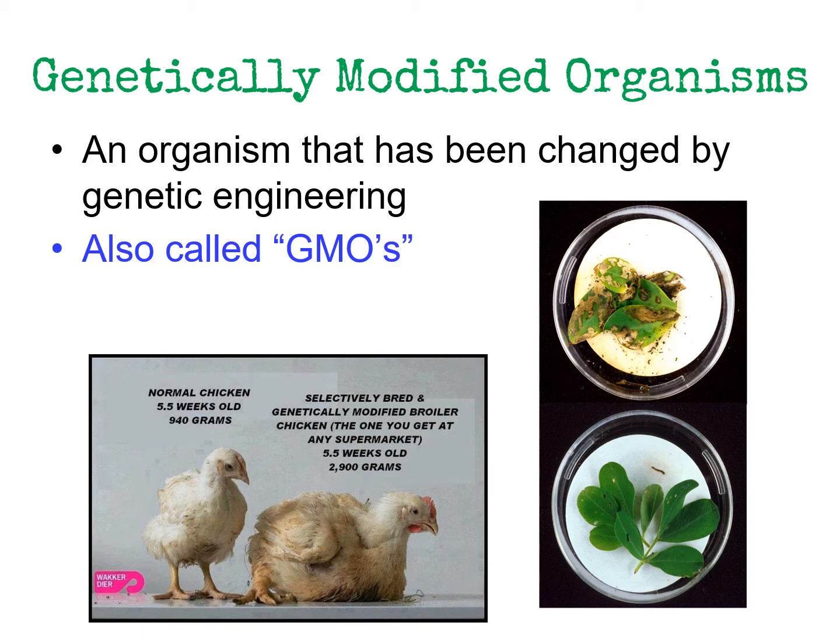As you see in the picture below, we have a normal chicken that is 5.5 weeks old and 940 grams. Selectively bred and genetically modified broiler chickens, ones that you can get at a supermarket, that are 5.5 weeks old can weigh 2,900 grams.